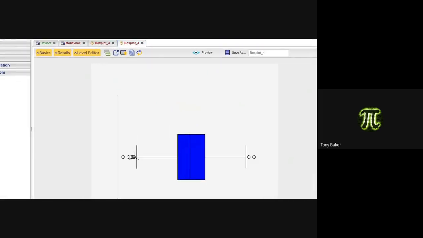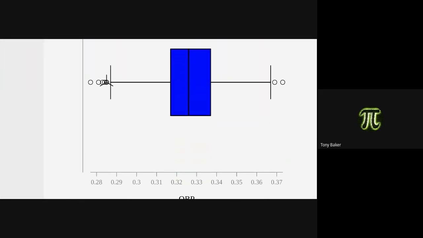Okay, so now if we look at the box and whisker plot for this one, you'll notice this line right here is at 0.287. This line is at 0.367. That is not my minimum and my maximum anymore. That is the center edge of where my outliers would start. And then these are my outlier points. Don't worry about the X. It's just because there are multiple points at that point. So those are all my outliers.